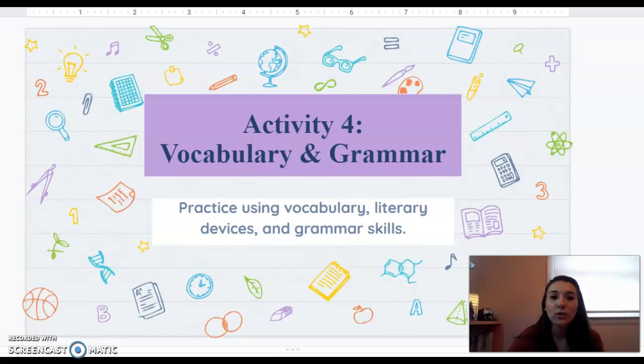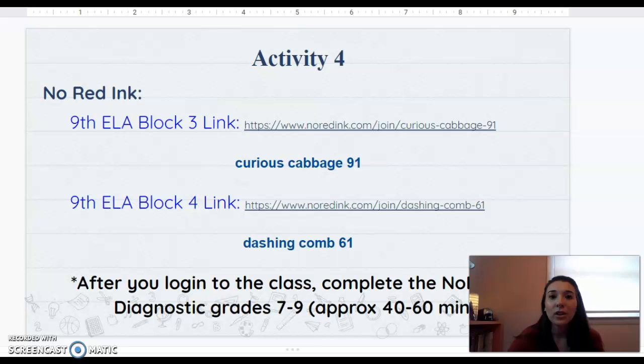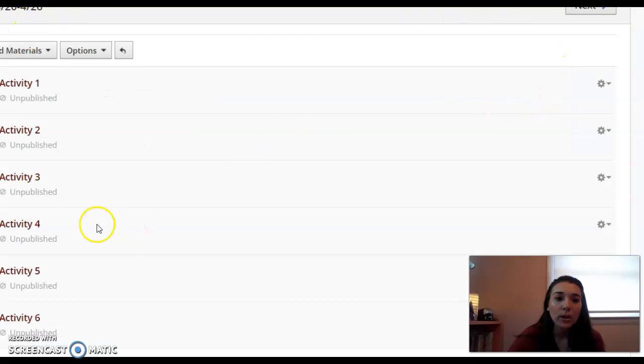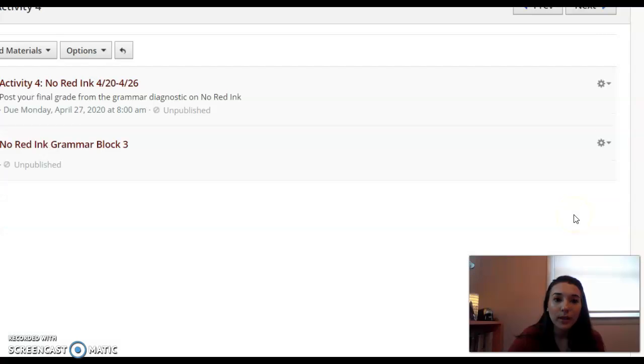Activity 4 is grammar for this week. There are links on Schoology based on what block you are in to noredink.com, where you will complete a diagnostic for 7 through 9 grammar expectations. And then in order to get the point, we're going to go back into our folder. We're going to go click on Activity 4.